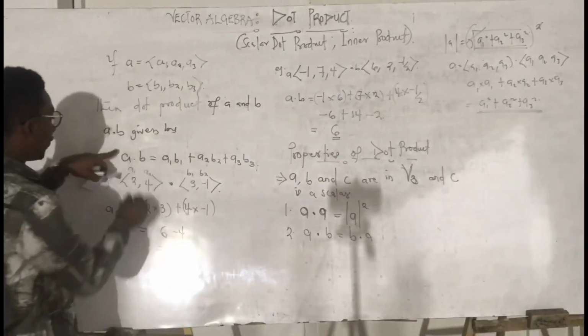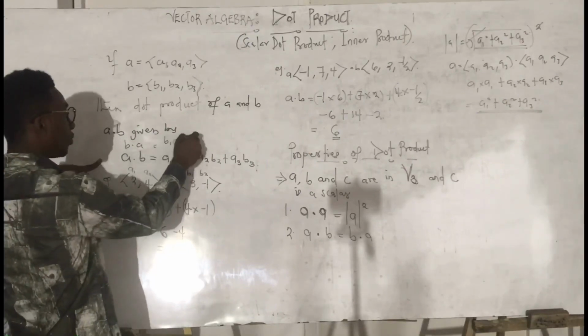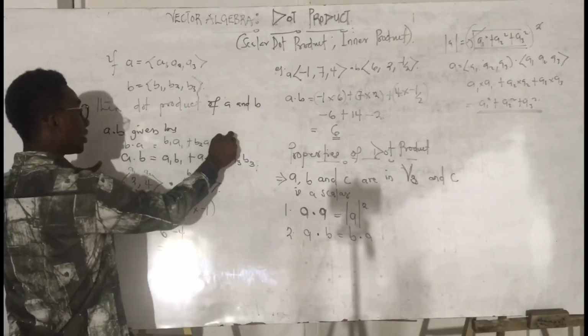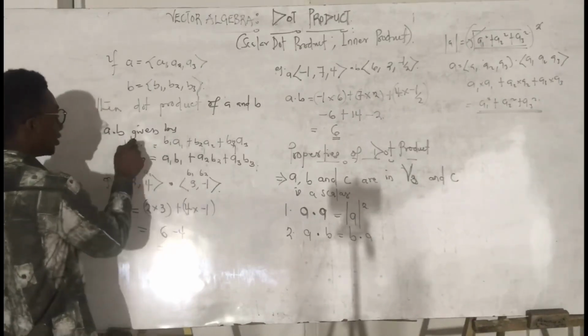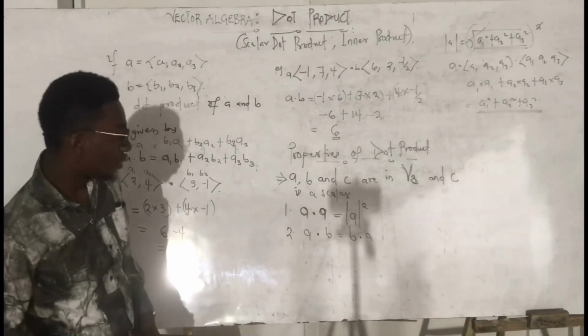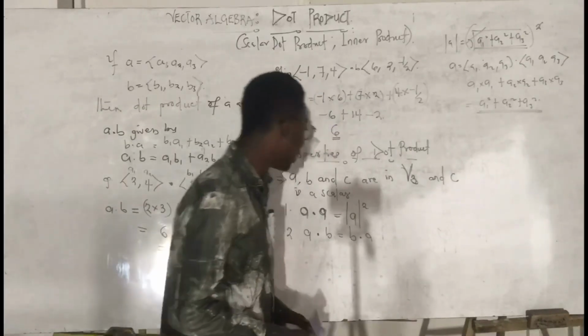That is to say, if you have B dot A, it's the same as what? B1 A1 plus B2 A2 plus what? B3 A3, and that is the same thing. I get it. So they are commutative. They commute with each other.